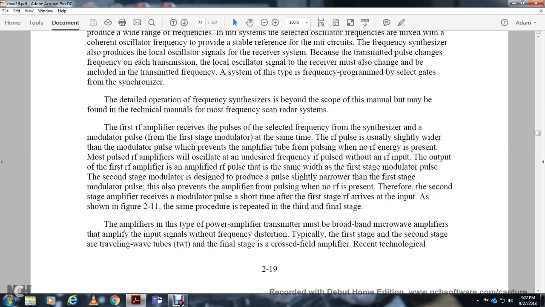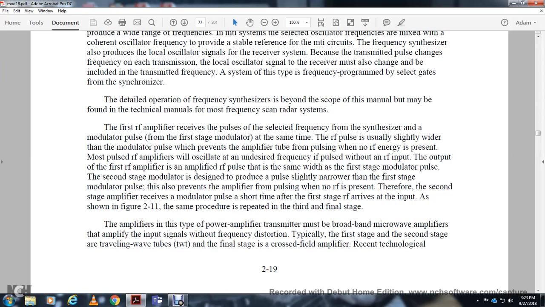The first radio frequency amplifier amplifies the radio frequency pulse with the same width as the first stage modulator pulse. The second stage of the modulator is designed to produce a pulse slightly narrower than the first stage modulator pulse, but it also prevents the amplifier from pulsing with no radio frequency present. Therefore, the second stage amplifier receives the modulator pulse a short time after the first stage radio frequency pulse arrives at the input.